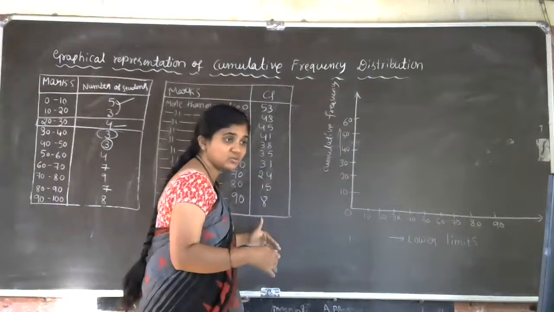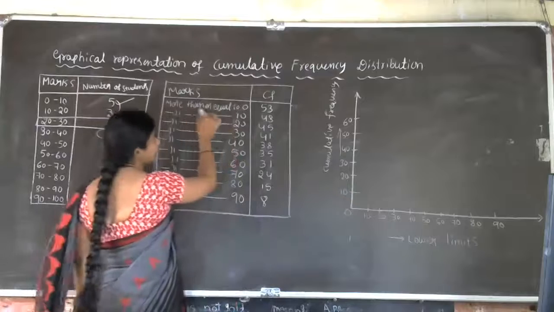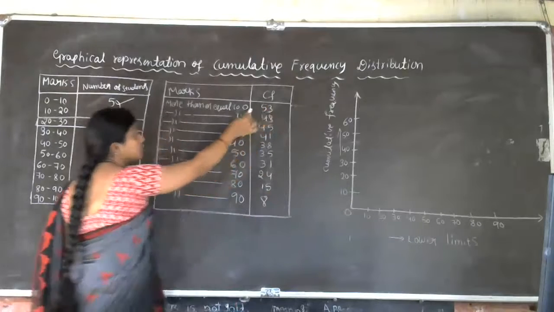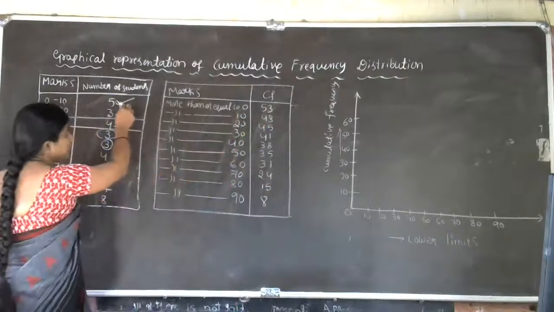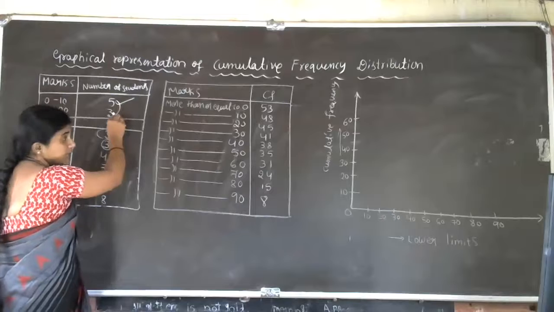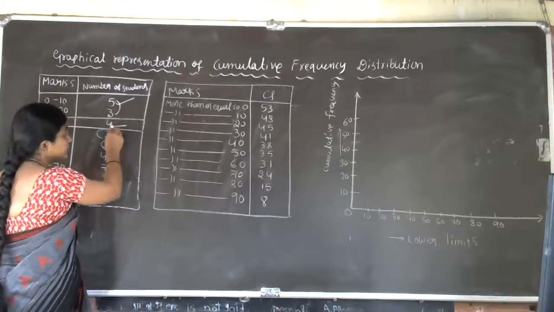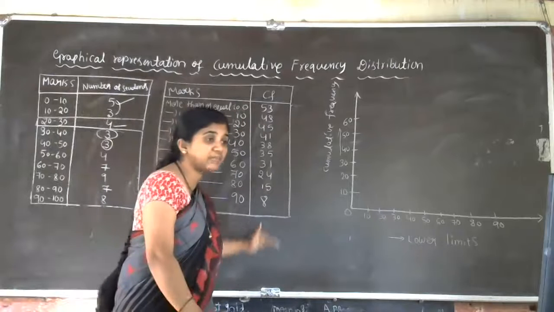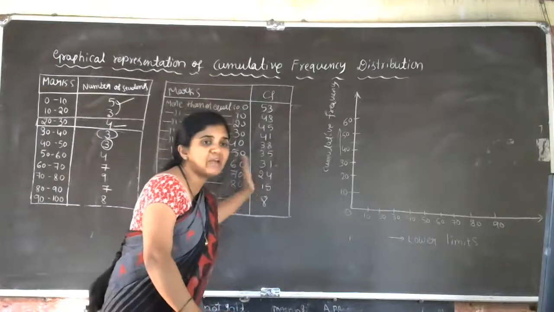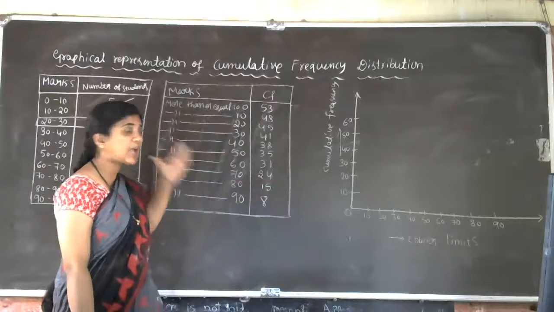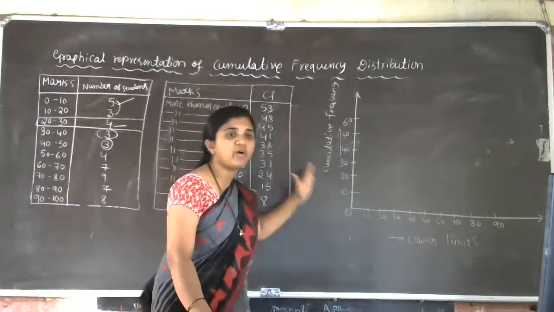Is that clear now, students? Yes. So more than or equal to 0 in the sense, total strength 53. Then we have to subtract from that 53. 53 minus 5, 48. 48 minus 3, then 45. 45 minus 4, 41. Like this, by subtracting, you will get the cumulative frequency of the more than type. Is that clear? How to prepare the cumulative frequency for the more than type? Now we have to draw the graph of this one.